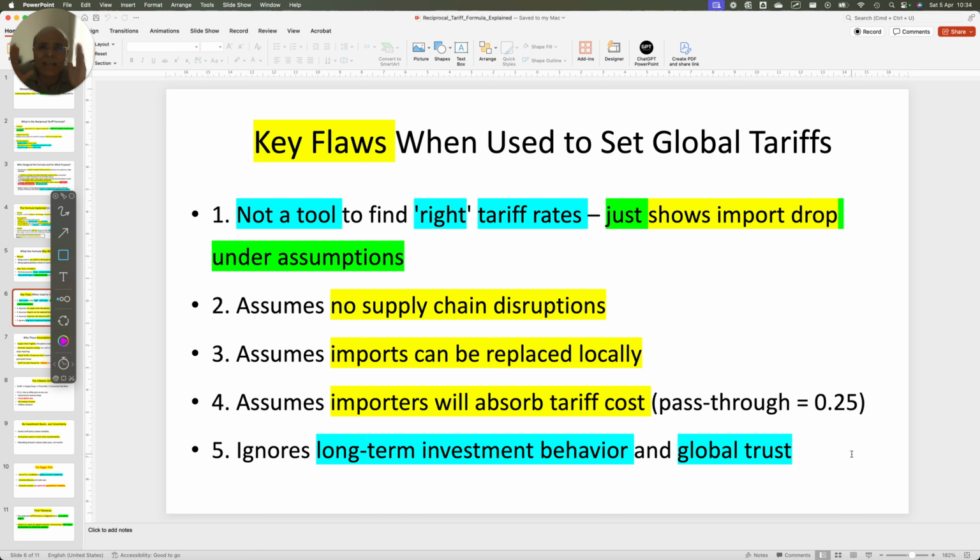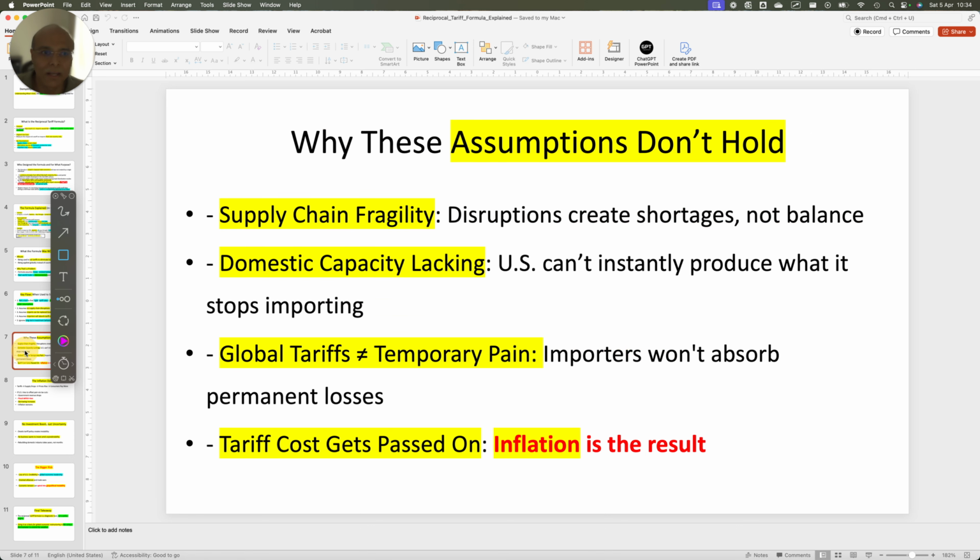So it's like a small tool of diagnosis. It is not a policy tool. It is a diagnosis tool to diagnose a particular problem and see what kind of intervention might be required, what kind of leverage a particular country has against another country. That's the whole purpose of this formula, not to set tariffs, okay?